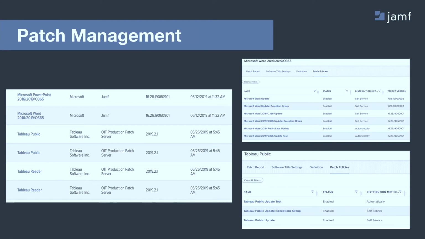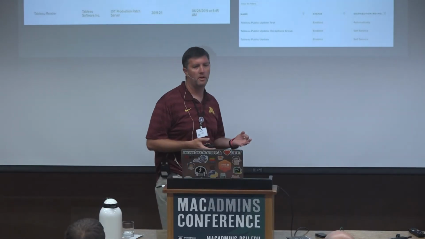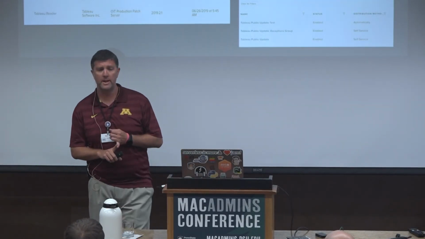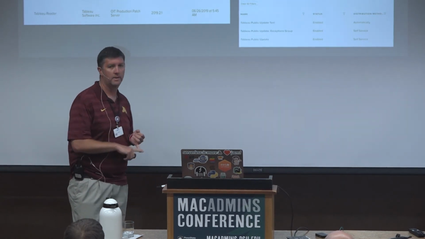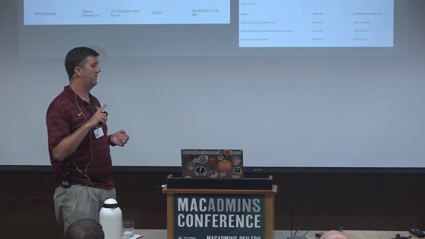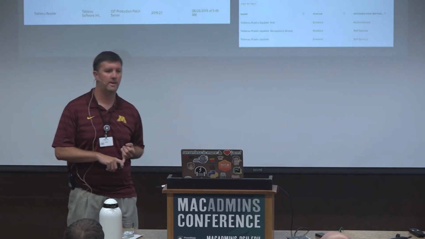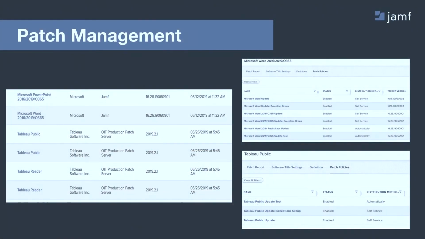So for our patching, what we do is we create 3 different policies. We create our test one, which automatically installs on a test fleet of machines. It notifies whoever's in the test machine that this app is going to close. You got 15 minutes, make it count. Then we have just the regular update, which is scoped to all computers, except for those in the test and those in the exception group, because there's always an exception.